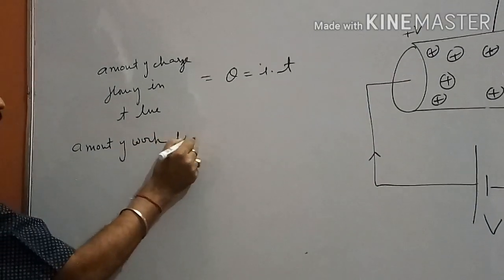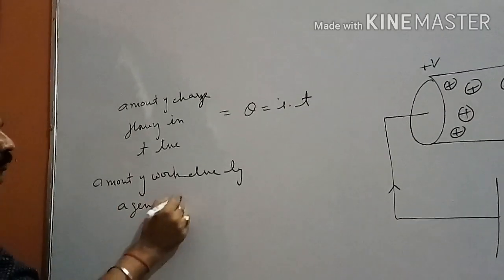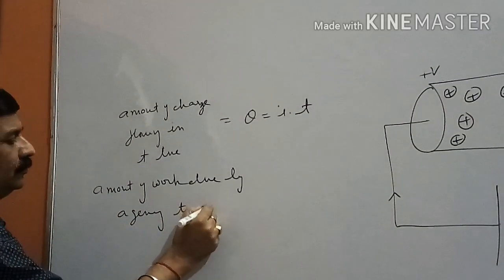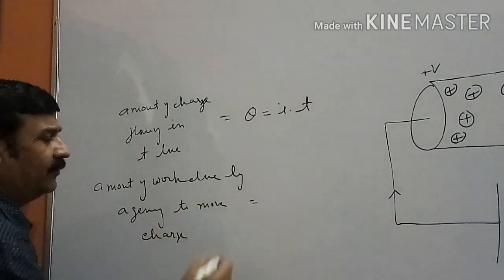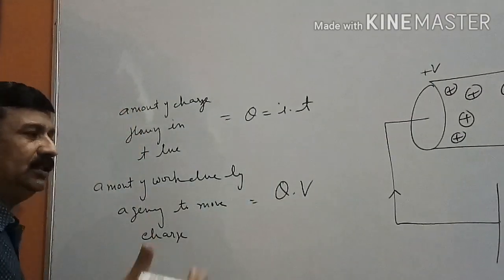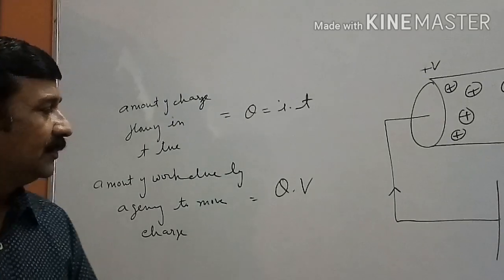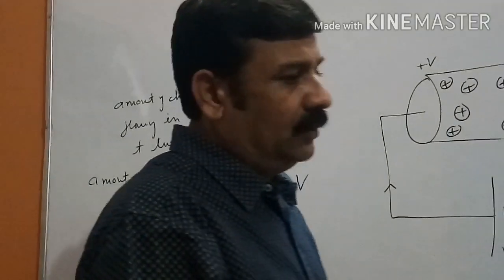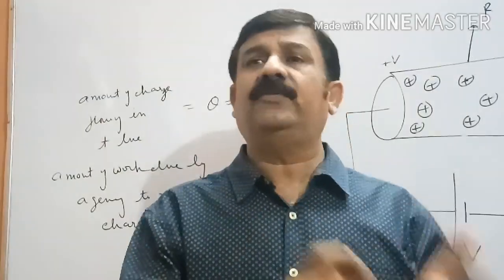Amount of work done by agency to move charge. That work done will be charge multiplied by potential difference, because you know potential difference is work done upon charge, so work done will be charge into potential difference. This much work is done by the cell, and you know work and energy are analogous to each other. There is no difference between work and energy.